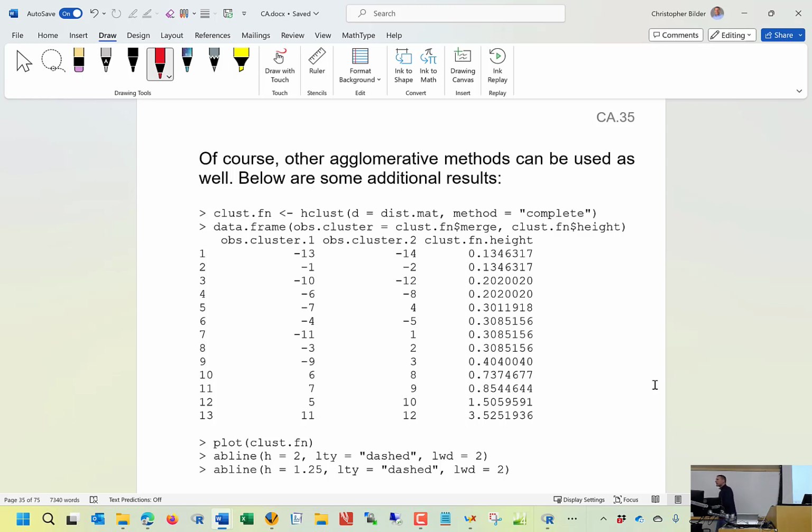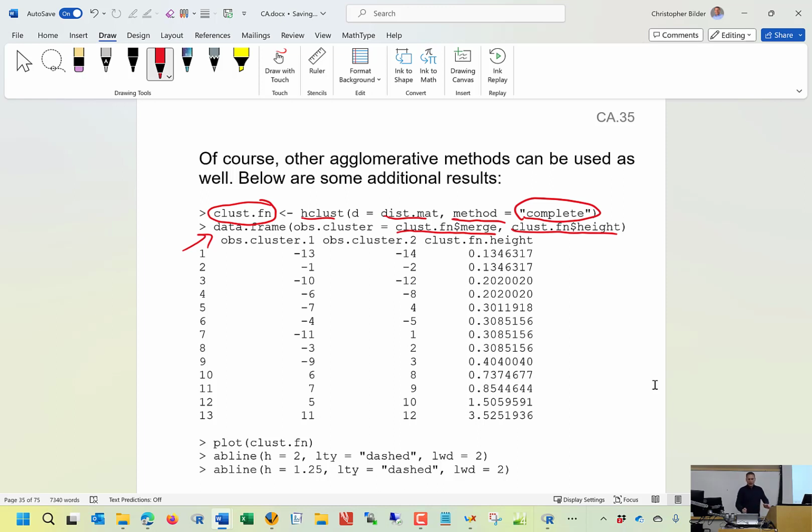So let's say I want to use the furthest neighbor method. Remember, another name for it is complete linkage, and R uses this other name to represent the actual method in hclust. So again, hclust, my distance matrix, method equal complete. I put the results into clus.fn, fn standing for furthest neighbor. I can put it all in a data frame so that I can see the actual merging process. I can see the actual distances, the heights for these clusters.